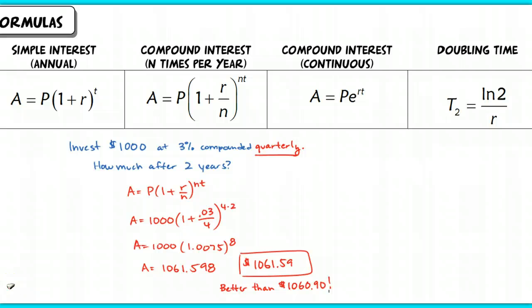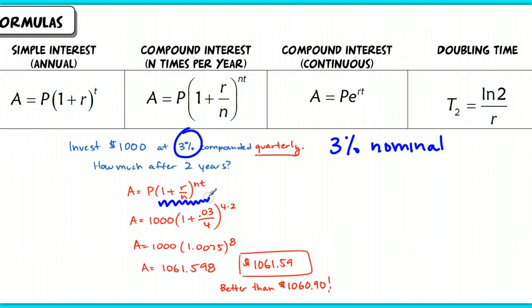So now coming back to our original investment problem here. That 3% interest, that was our nominal rate. So this is without taking into account the fact that you are compounding quarterly. Now, if I wanted to know the effective rate here, what I would need to do is take a look at this portion of that formula.